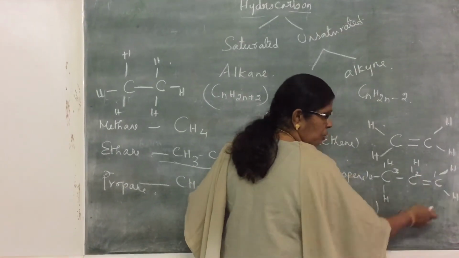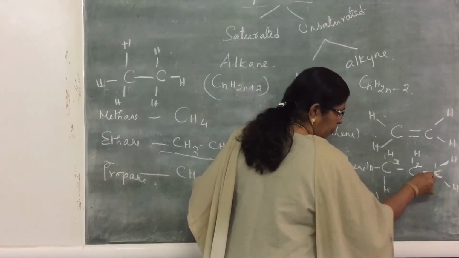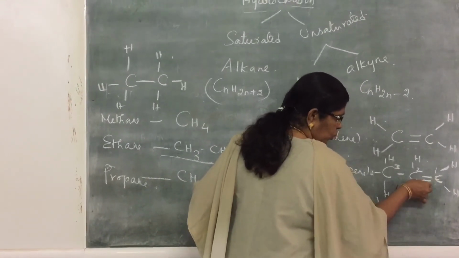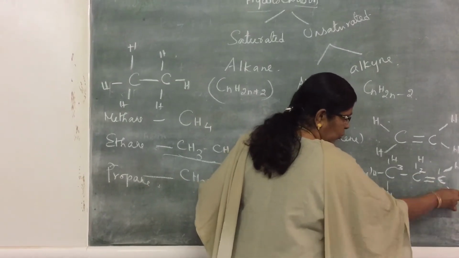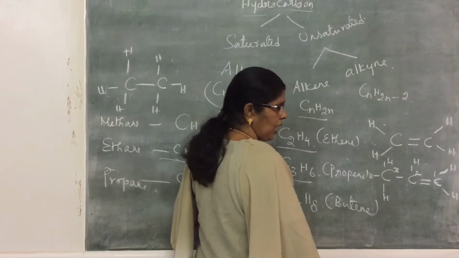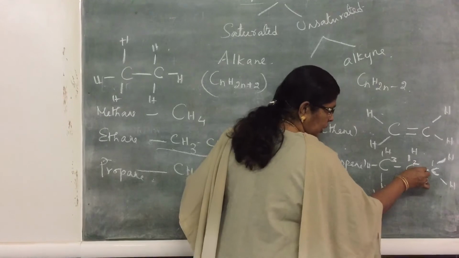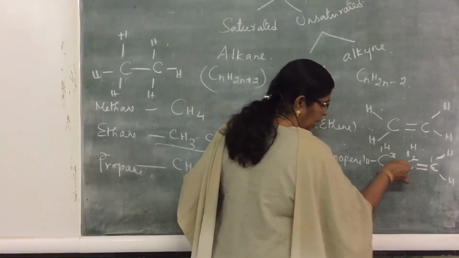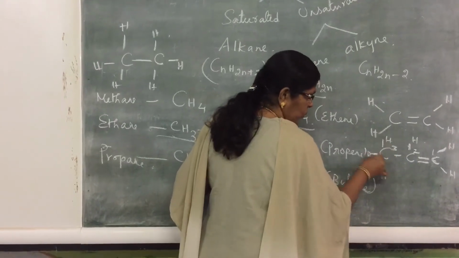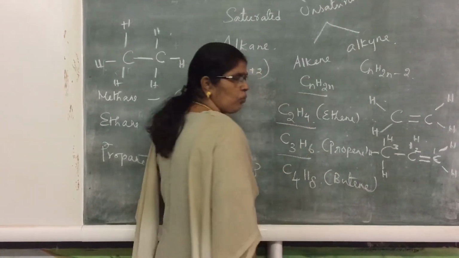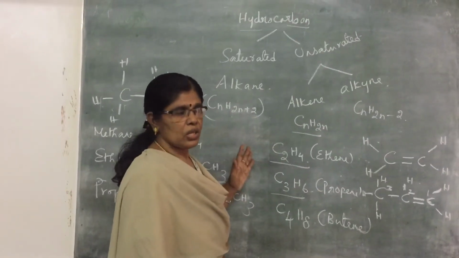Valency means the number of bonds surrounding each carbon. The first carbon is surrounded by 1, 2, 3 and 4 bonds, so 4 valencies are completed. For the second carbon, check the valency: 1, 2, 3 and 4. And the third carbon: 1, 2, 3 and 4. The 4 valencies are completed. In this way, an alkene's structure can be drawn.